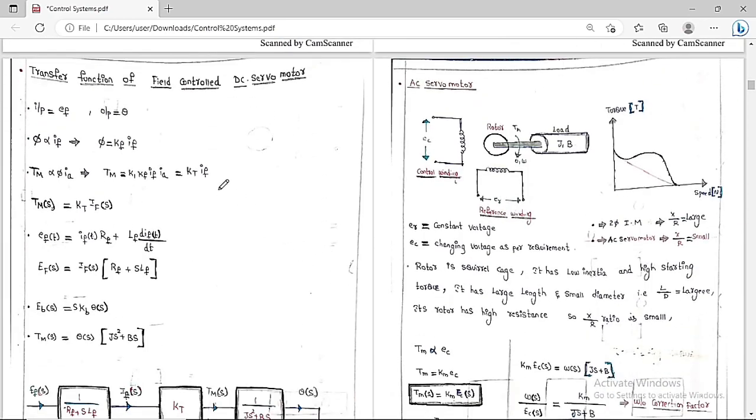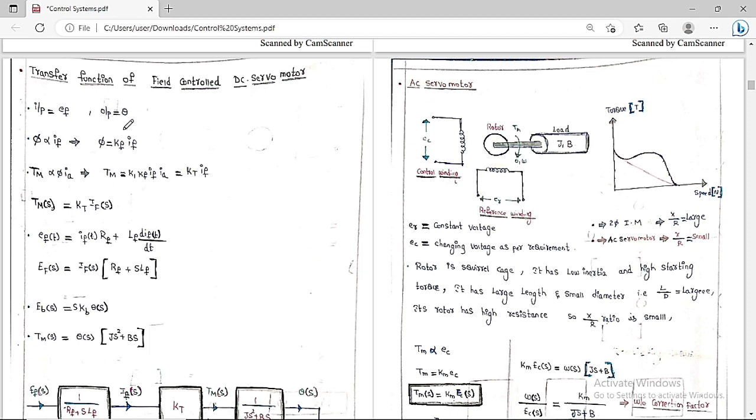So now the next concept is the transfer function of the field control DC servo motor. Here the input variable is the field voltage, Ef(s), and the output is theta. Then I want to find the transfer function between these. In the previous case, with the help of armature voltage, we controlled theta. But now, in this case, with the help of field voltage Ef(s), we are going to control the angular displacement. So the input is field voltage Ef and the output is theta.